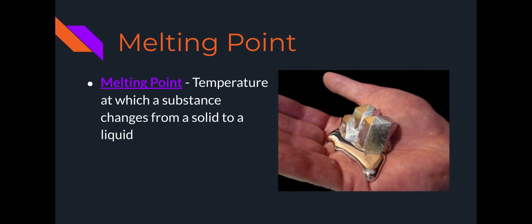Melting point. Melting point is the temperature at which a substance changes from a solid to a liquid. Now, different materials are going to have different melting points depending on their own properties. In the picture here, we have a picture of the metal gallium.